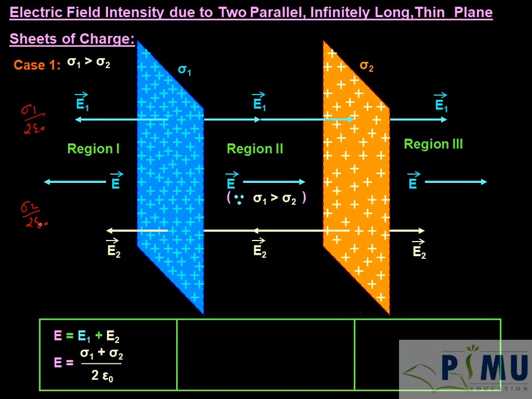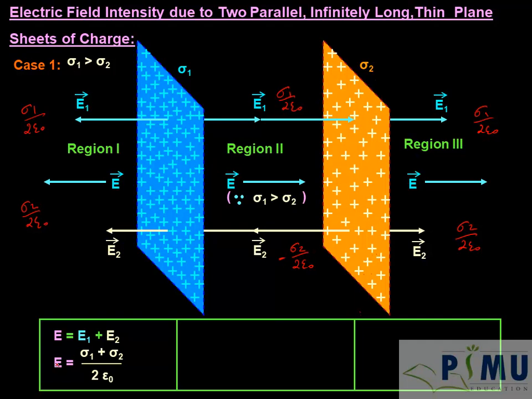In region 2, it will be sigma 1 by 2 epsilon naught, but the second term should be written as minus sigma 2 by 2 epsilon naught because E1 and E2 are in the opposite direction. Here it is sigma 1 by 2 epsilon naught. Here it will be sigma 2 by 2 epsilon naught.